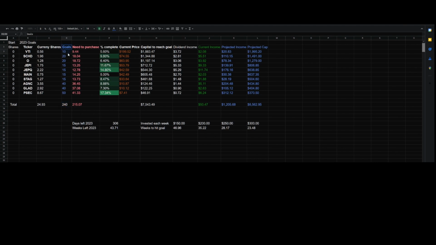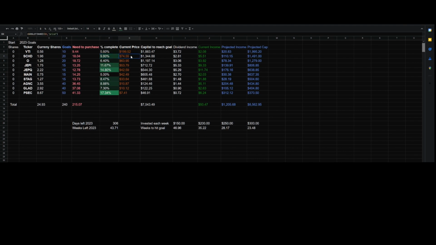So this is the goal. If the plan was just to hit these share counts, this is how many shares I would need to purchase. Let's just take SCHD, for example. I have 1.96 shares. If my goal was to have 20 shares, I'm going to need to buy 18.04 more shares, so I'm about 10% complete, right? And again, I probably want to do this by the end of the year if it's possible. It's going to be a large stretch, but I think we can get it done.